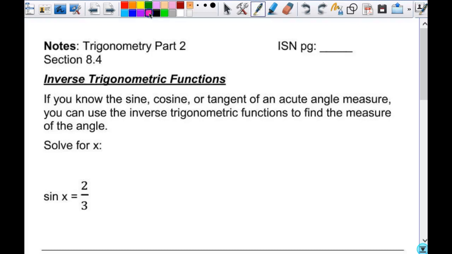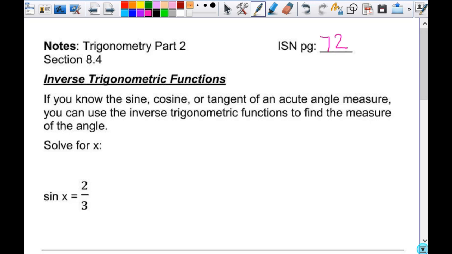Here we go, page 72. So yesterday we found side lengths of triangles using trig. Today we are going to look at angle measures, and that's going to require inverse trigonometric functions. So let's talk about inverses first, and hands off the calculators till I tell you to touch buttons.